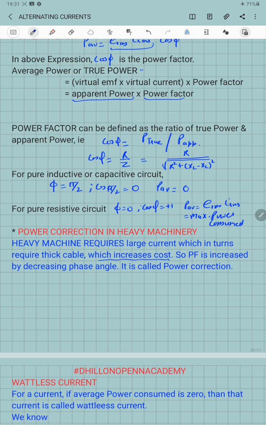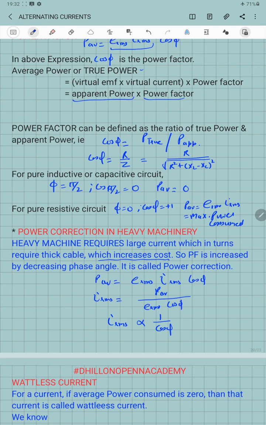So when the value of the power factor increases, the current required decreases. We know that average power is equal to ERMS IRMS into cos phi. From here, RMS current will be equal to average power divided by ERMS into the power factor, that is cos phi. So here you can see that RMS current is inversely proportional to the cos phi power factor.